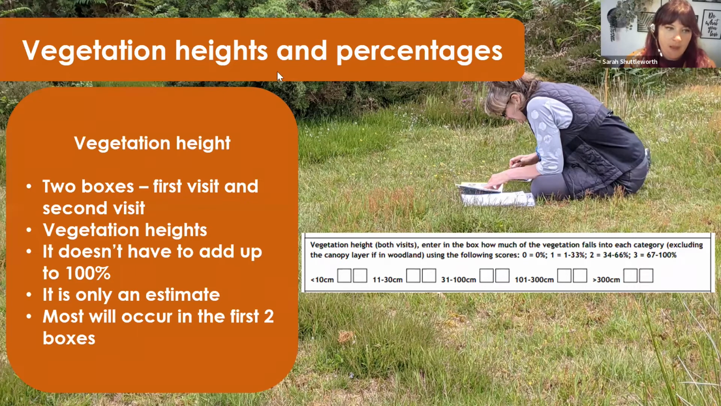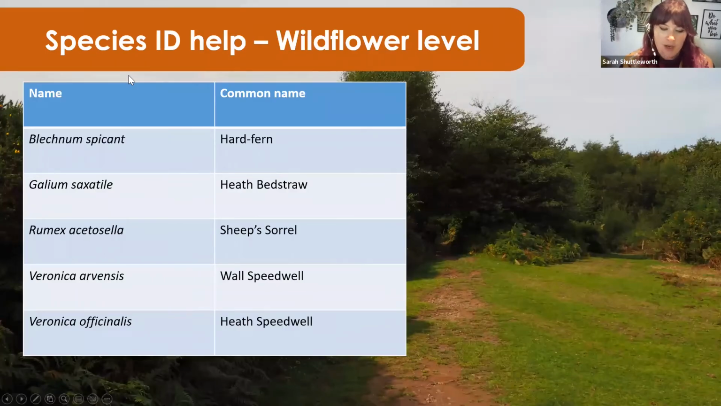Yeah. So some of the species that we're going to try and cover over the next part of the session at the wildflower level are the following. We're going to look at hard-fern, Heath Bedstraw, sheep sorrel, that really characteristic one, wall speedwell and Heath Speedwell. And again, remember that some other species are either covered again, or some additional species are covered in Dominic Price's presentation that he did on this habitat type.